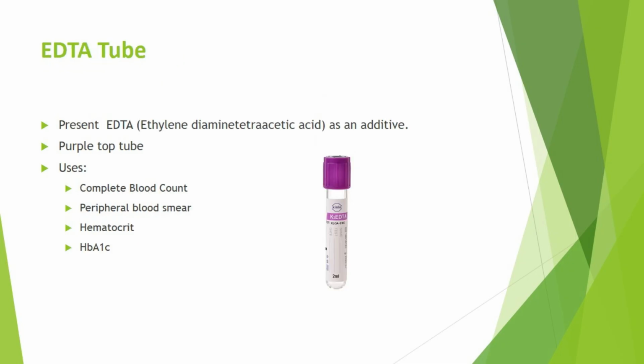Second one is EDTA tube. In these tubes present ethylene diamine tetraacetic acid as an additive. These tubes are purple top tubes. Uses of EDTA tubes are for complete blood count, for peripheral blood smear, for hematocrit, and for HbA1c.